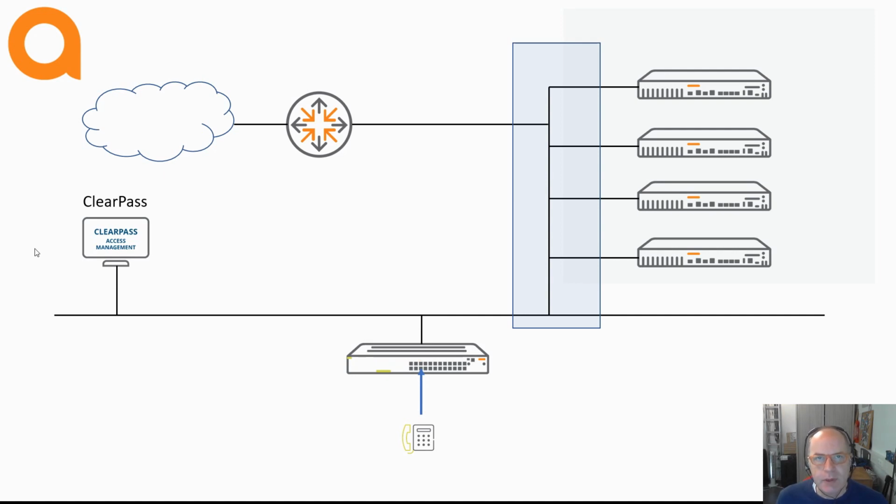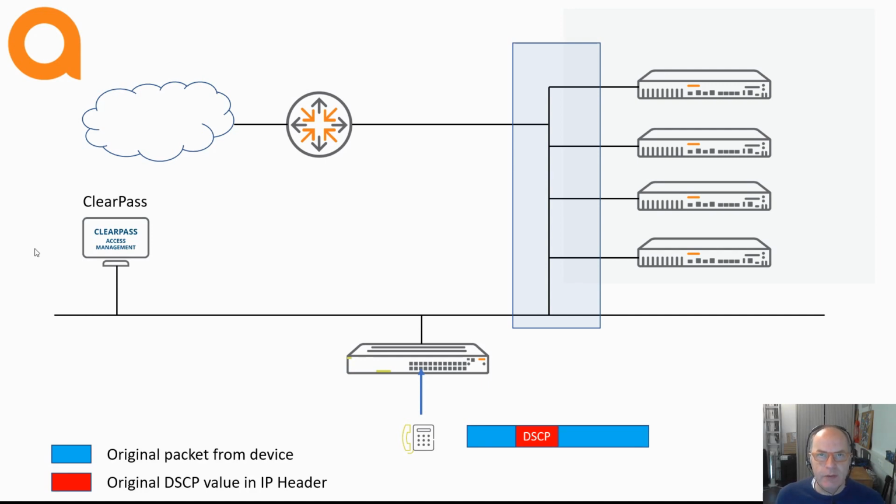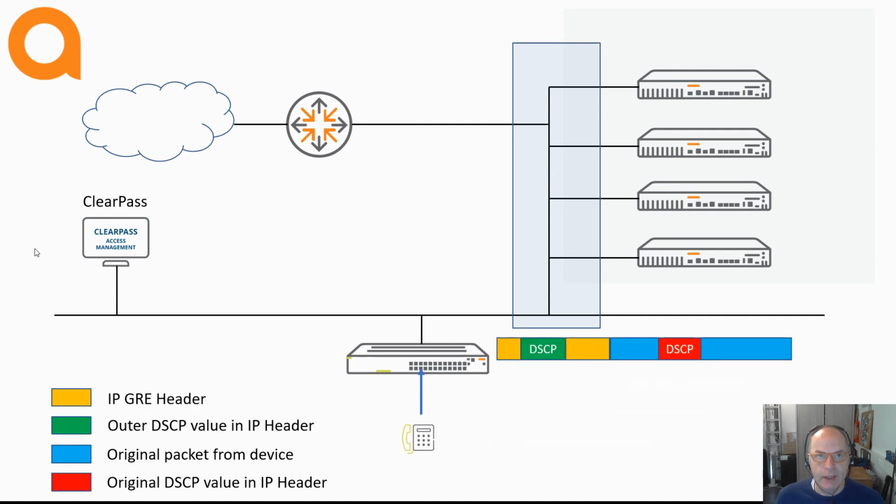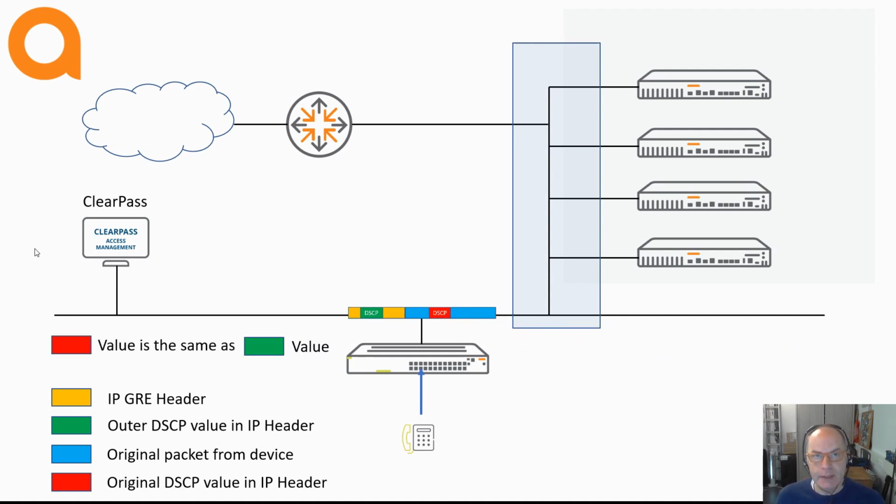Now, with dynamic segmentation, when establishing a tunnel to a mobility controller, the following happens. When an end device sends a marked packet, the switch will mark the IP header, and that's the outer header, with the QoS value that is set by the end device. In addition, when this packet is encapsulated in GRE, the QoS values that are initially sent by the end device are maintained. In other words, both the outer and inner QoS values are set based on the QoS values that are sent by the end device.